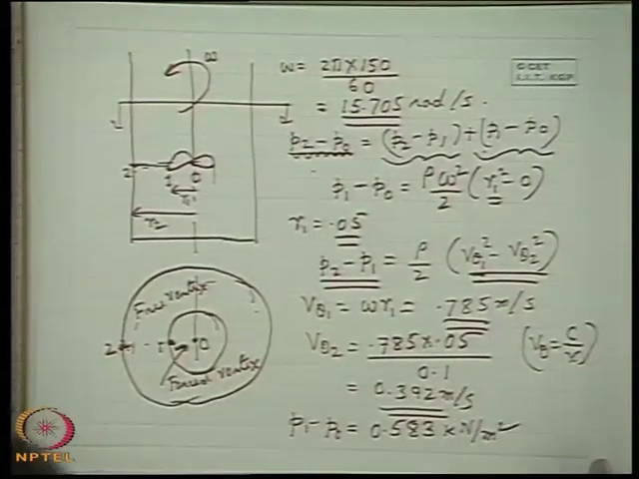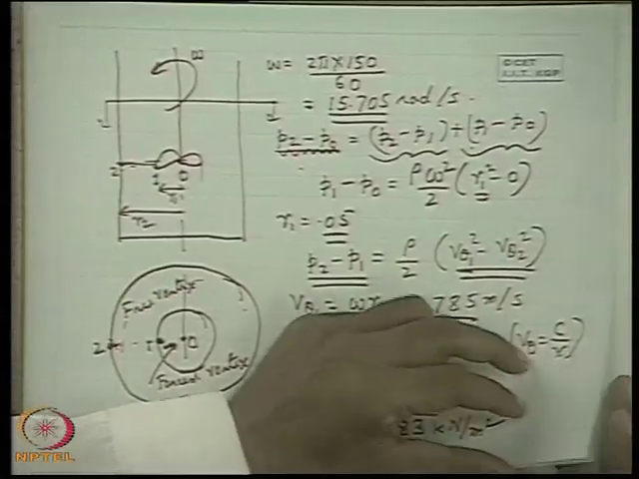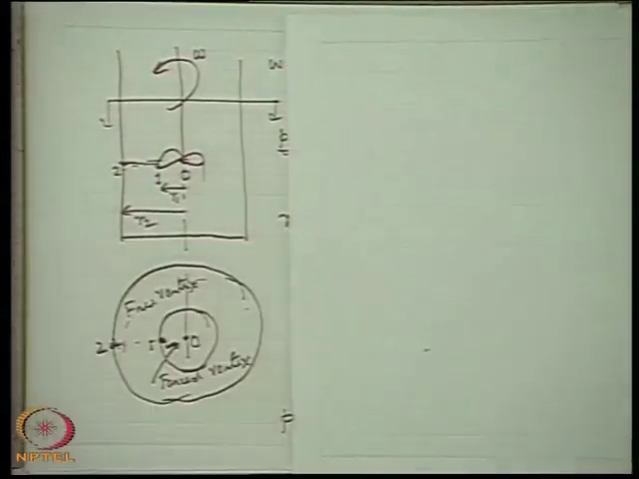There is no problem. Now the next part is the pressure, and how to find the velocity. The next part is the radial velocity.